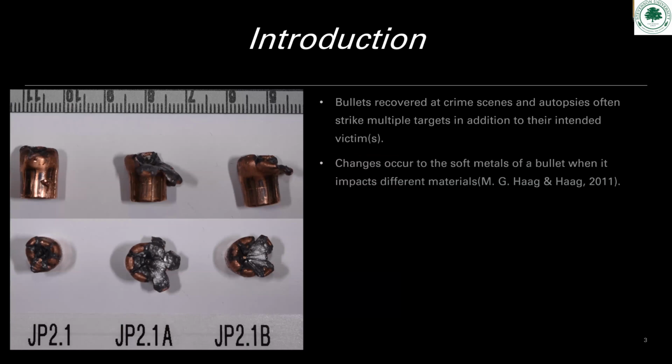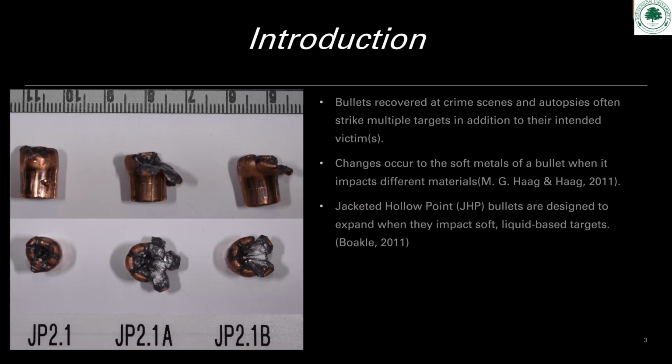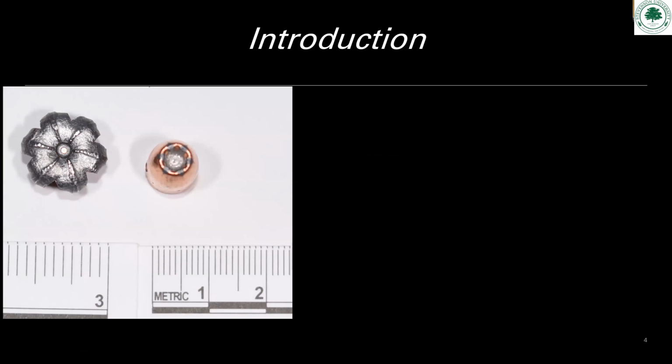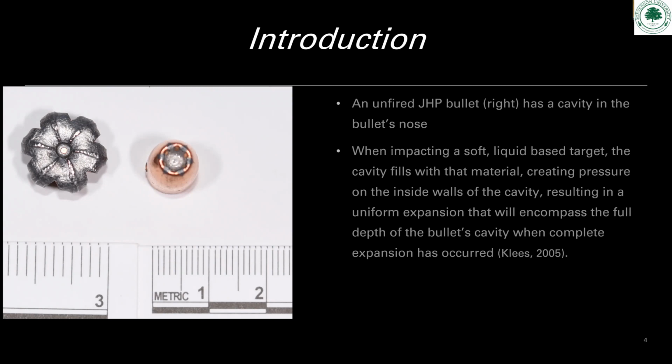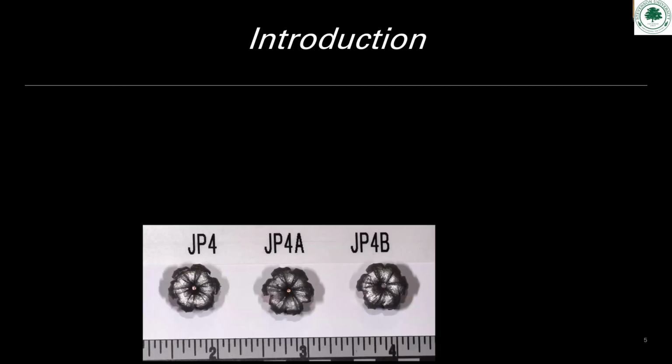Changes occur in the soft metal when it impacts different materials, right? So jacketed hollow point bullets are designed to expand when they impact these soft liquid-based targets. To the right, we have an unfired jacketed hollow point bullet, and to the left of that, we have a fully expanded jacketed hollow point bullet. So we're seeing what happens. Then we have this uniform expansion that encompasses the full depth of the bullet's cavity when the expansion is complete.